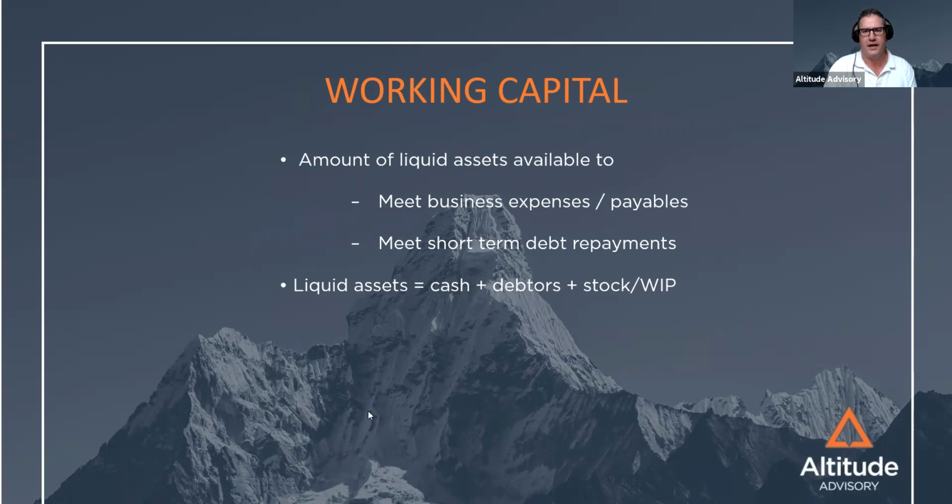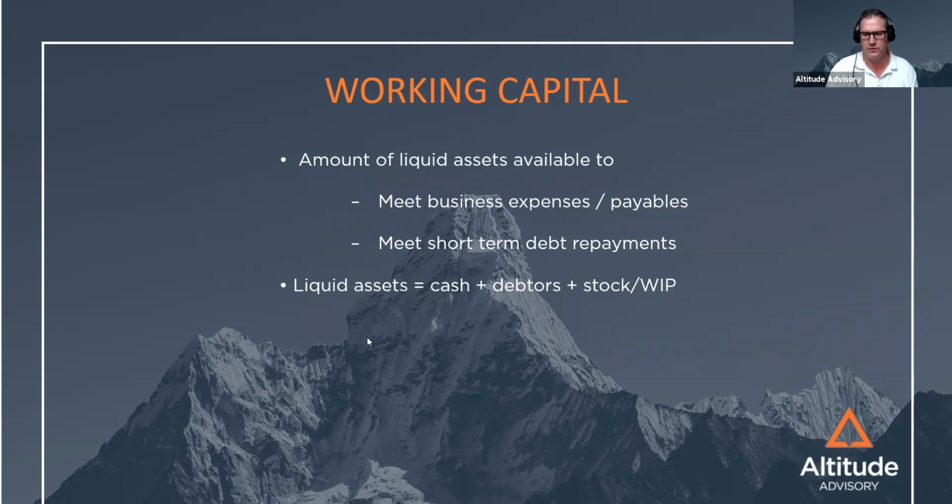So working capital. I'll call this working capital 101. This is the key for businesses to manage their cash flow. Now, the easiest way to describe that is the amount of working capital that you have is the amount of liquid assets available to you to, one, meet your business expenses and your payables, your creditors, and also to meet your short-term debt repayments. Your liquid assets are basically the cash you've got in your bank, your trade debtors, and your stock and work in progress. And it's really important at this point in time that the amount of liquid assets that you've got exceeds the amount of short-term liabilities and debt repayments that you have.